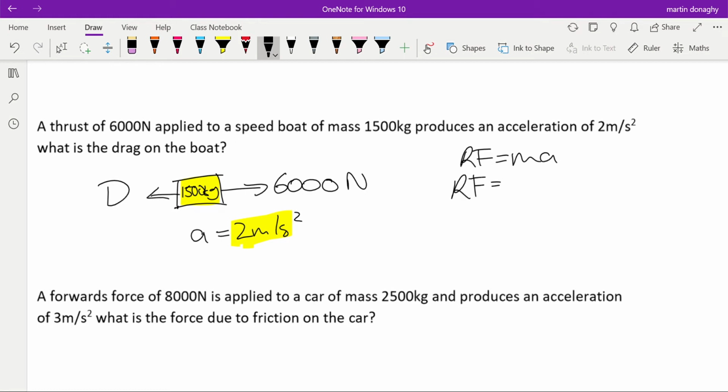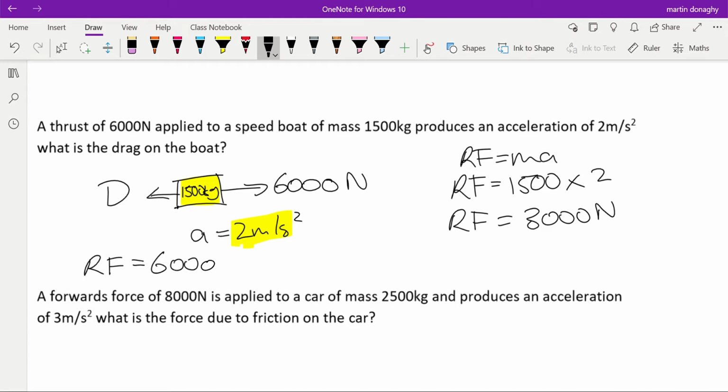RF equals 1,500 times 2, so the resultant force there needs to be 3,000 newtons. Now, looking at this diagram, the resultant force on our speedboat will be the forwards force minus the backwards force, which we don't know is D, but we know the resultant force is 3,000. So let's write out that equation again. Resultant force, but put in the 3,000, is equal to 6,000 minus D.